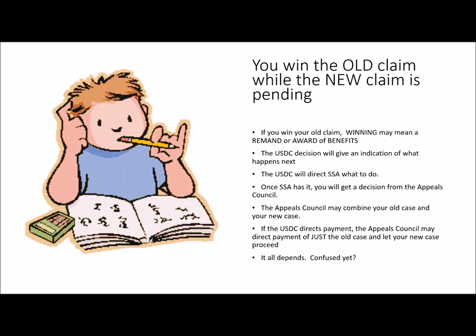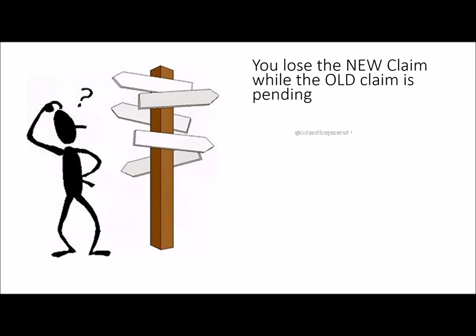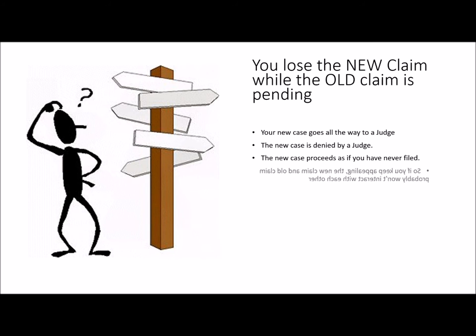Now, are you confused yet? Stay with me because it's going to get a little bit weird. These last three or four slides should be really confusing. Now, let's say you lose the new claim while the old claim is pending. The key really is, what are you doing with that new claim while the old claim is pending? Meaning, let's say you go all the way up to a judge and you get denied by a judge. The new case still proceeds as if you've never filed, so you now have to ask yourself, do you appeal it to the Appeals Council, or do you just say, the heck with it, I'll just wait until the judge in the federal court case makes a determination. That's where it gets a little goofy.